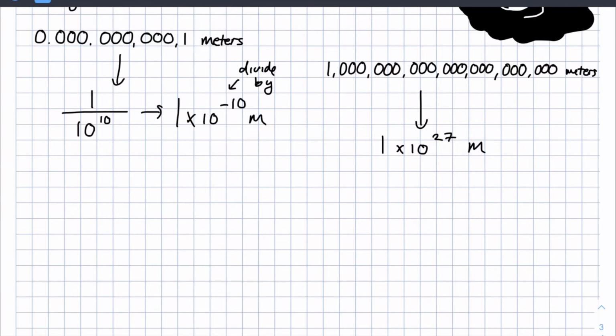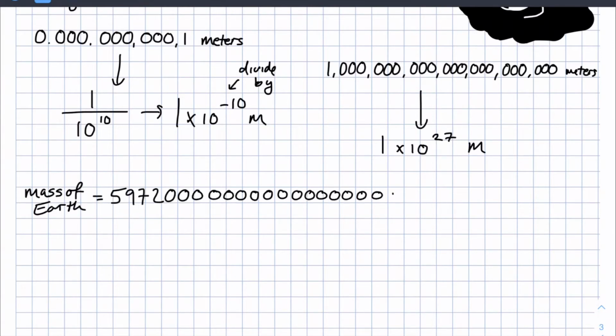Here's the mass of the Earth, 5,972 billion trillion kilograms. And what we can do with any number that doesn't already have a decimal point is just write in the decimal point at the end of the number. Then, we count how many times we would need to move the decimal point to the left until it sits just after the first digit, just after the 5. So we count that out. I like to draw it while I count so I don't skip anything.